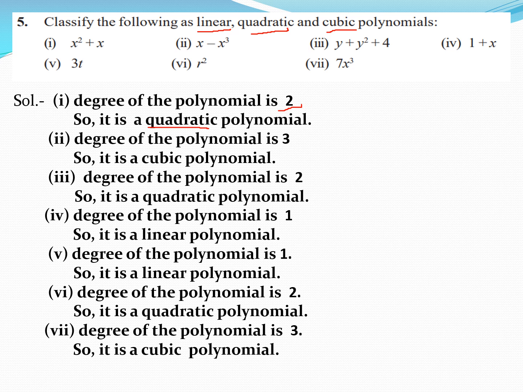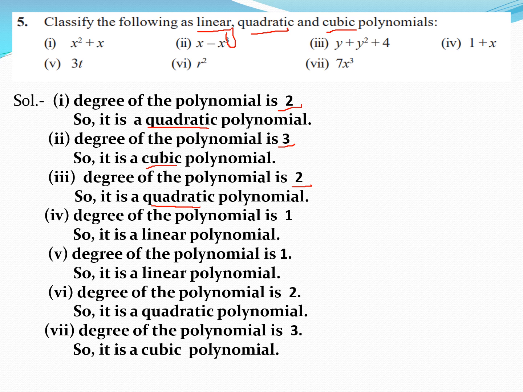Second part, x minus x cube. Now in this polynomial the highest power is 3. So the degree of the polynomial is 3. So it is a cubic polynomial. In third part, the polynomial is y plus y square plus 4. The highest power of the polynomial is here 2. That means the degree of the polynomial is 2. And when degree is 2, it is a quadratic polynomial.